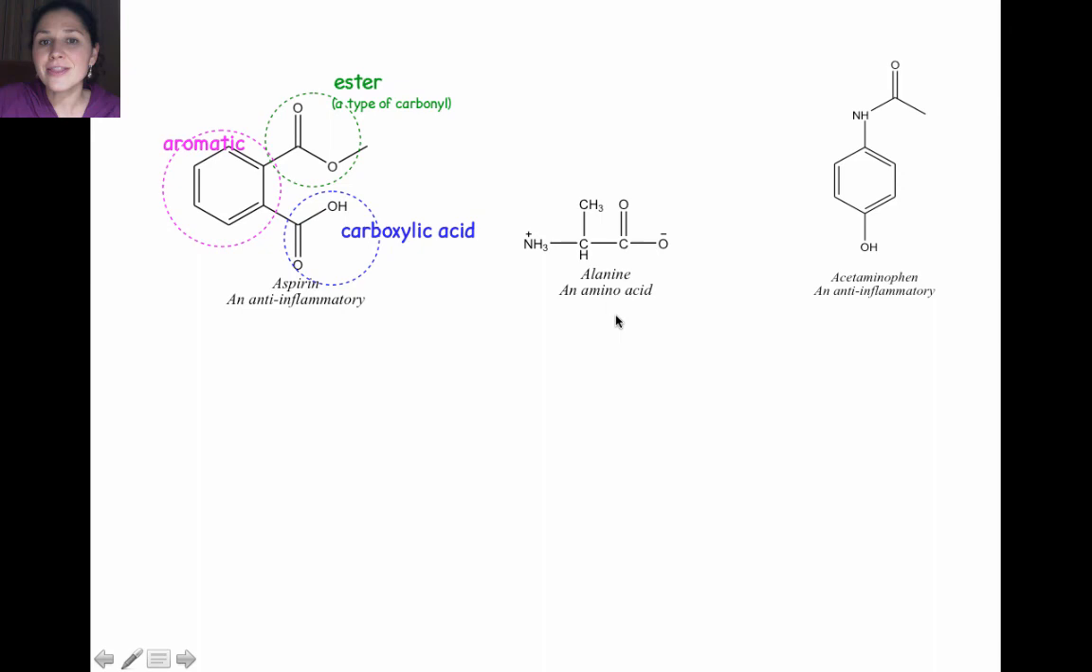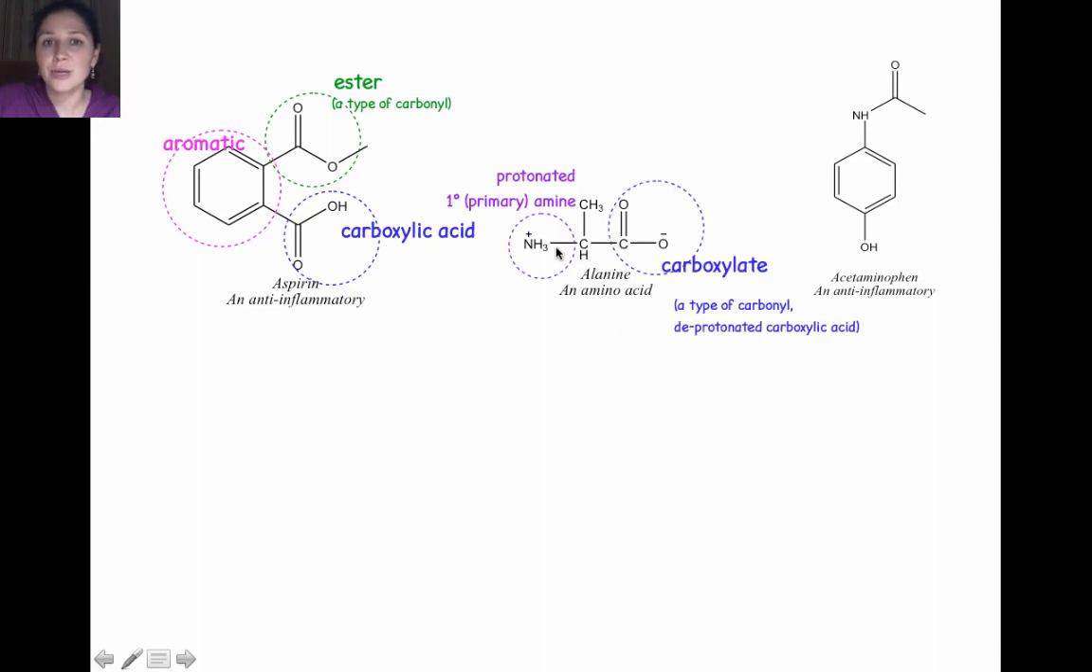For alanine, there are two functional groups. You have a primary protonated amine, so that's a nitrogen with a positive charge, and it's attached to only one carbon, this carbon. And here we have a carboxylate, so this is basically the same as a carboxylic acid, except without the hydrogen, and it has a negative charge on the oxygen.